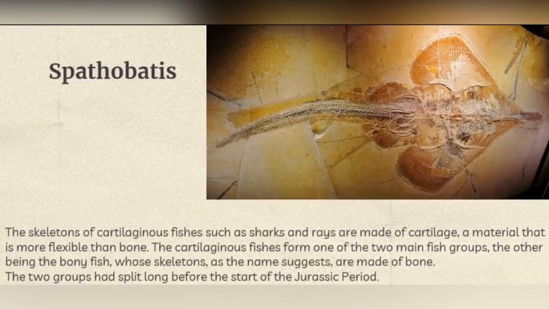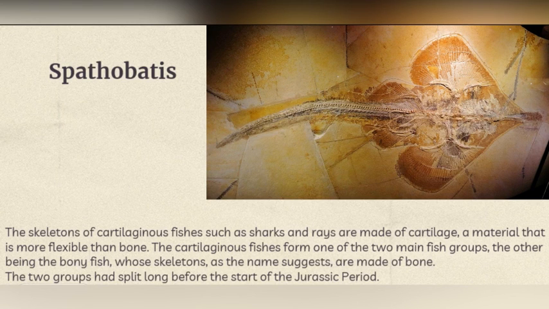Spathobatis. The skeletons of cartilaginous fishes such as sharks and rays are made of cartilage, a material that is more flexible than bone. The cartilaginous fishes form one of the two main fish groups, the other being the bony fish, whose skeletons, as the name suggests, are made of bone. The two groups had split long before the start of the Jurassic period.